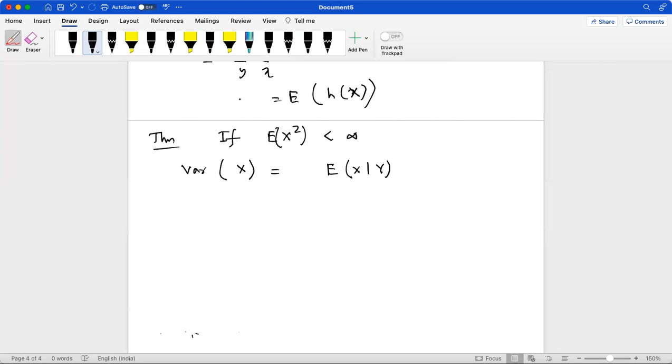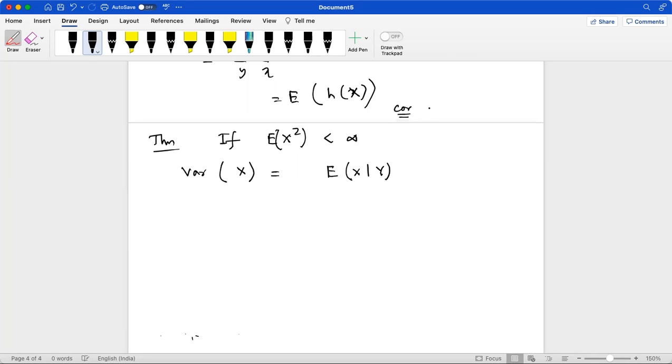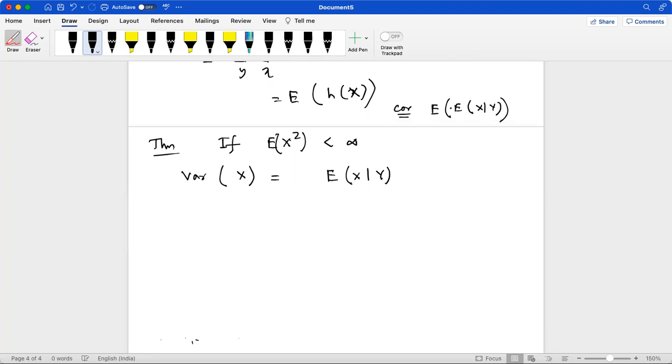So one corollary we must mention. The previous thing is like that. If h(x) equal to x, then what is this? Then the expectation of X given Y: if you are taking first the conditional expectation, then the expectation on Y, that is the expectation of X.